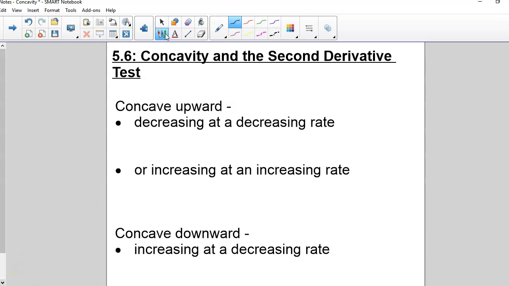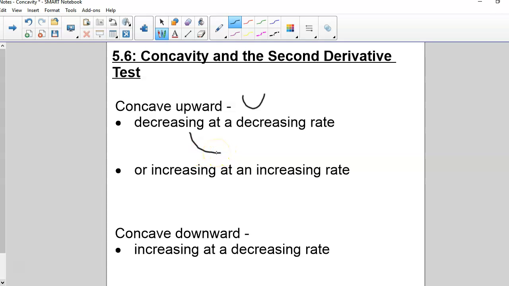For concavity. A graph that's concave upward looks like this. It is either decreasing at a decreasing rate. So that means it's going down, but it goes down fast at first, and then at a slower and slower and slower rate. So that would be what it would look like if you're decreasing at a decreasing rate.